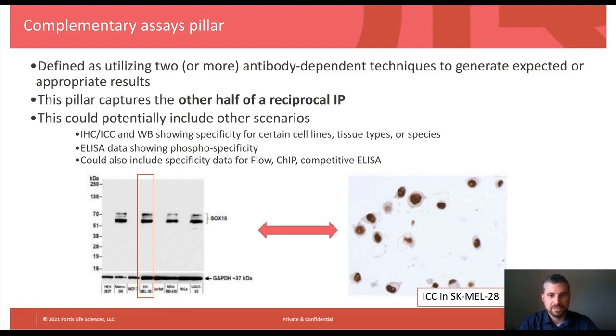where we've got the same antibody binding well in a Western blot. This is a SOX10 antibody binding to SOX10 in an SK-MEL28 cell line. And you can see on the right here, this is an ICC image of antibody staining SK-MEL28 cells in culture. We're getting very strong, specific signal on both of these. We would say that this did, in fact, fulfill the complementary assays pillar.